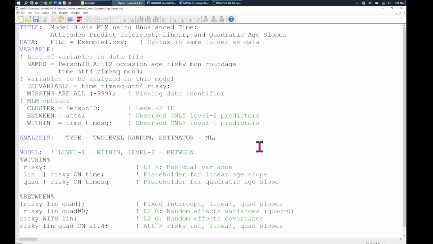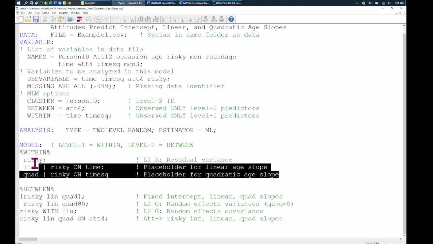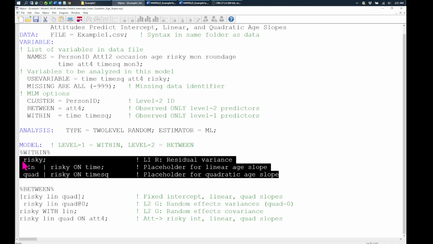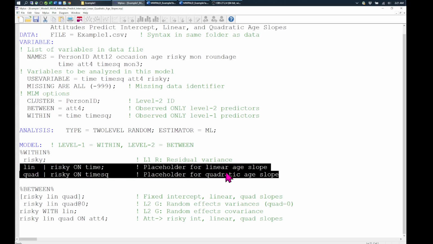Just so that the results match across the programs, I'm sticking with regular flavor ML for right now. Then model is where you tell it what you want your model to look like. And the level 1 part of the model is given under this, what is that? Percent sign within percent sign. And the level 2 model is given under this percent sign between option. And the way that you can think about this is literally following the level 1 and level 2 equations.